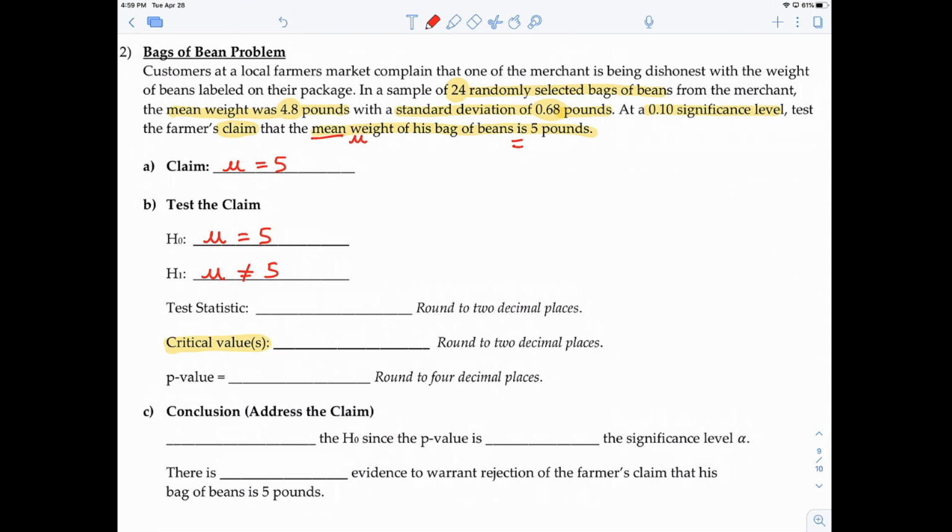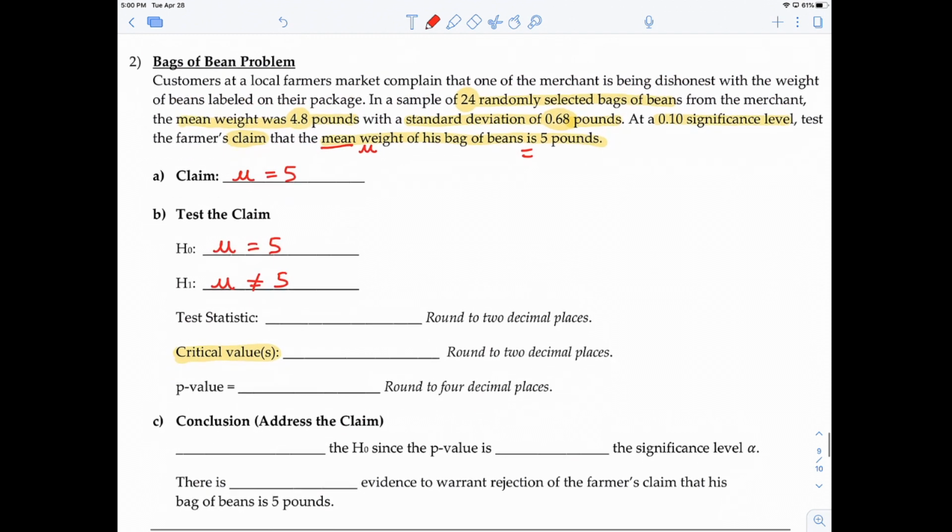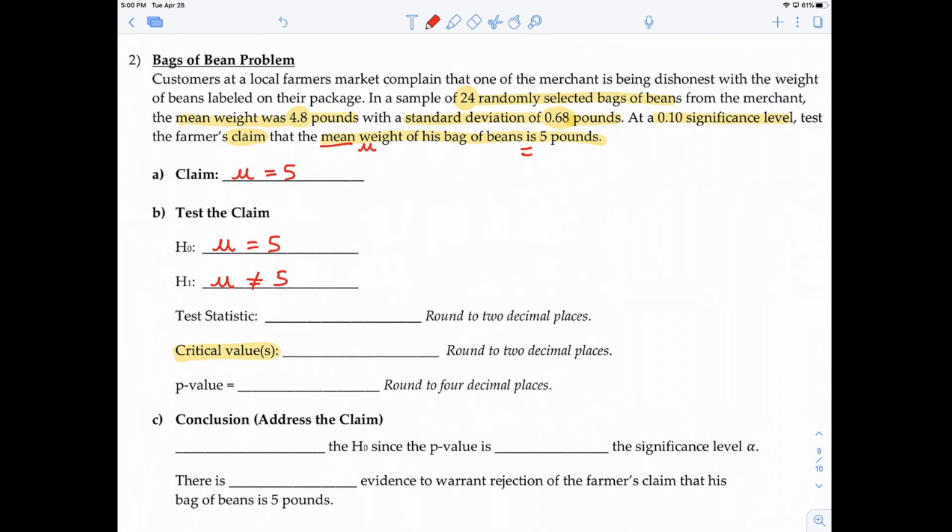This is a hypothesis test involving a mean. And we know we're going to have to choose between a z-test or a t-test. So a z-test is where sigma is known. Sigma, again, is the population standard deviation. And a t-test is where sigma is unknown. Well, which one is it in this case?